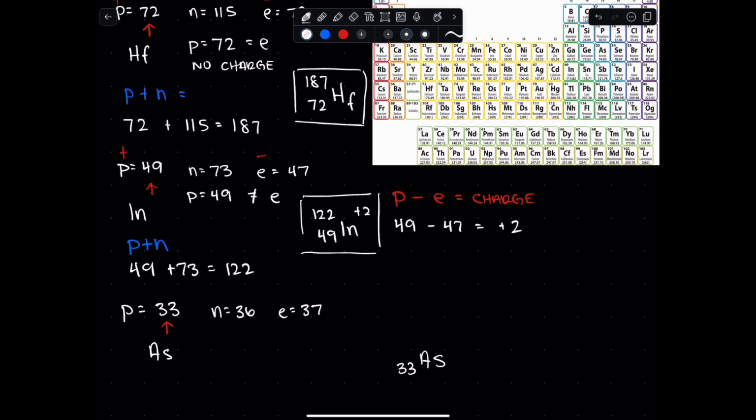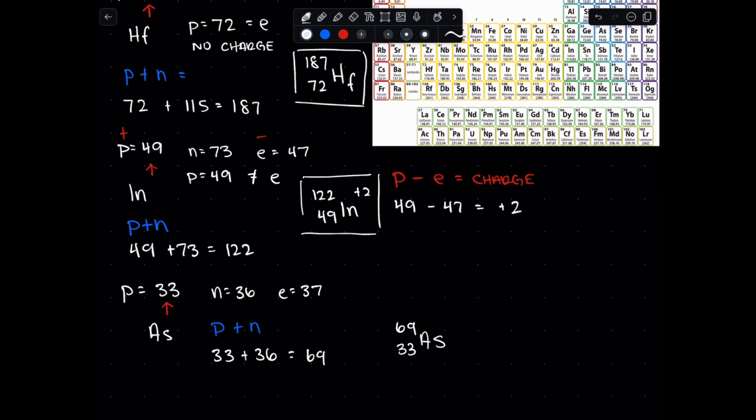So to determine that number above, we're going to have to take our protons plus our neutrons. That's going to be 33 plus 36. That is equal to 69. So that will go above our 33. Finally, we need to determine if there is a charge on this element. So looking at our protons and electrons, we see that they're not the same. So our protons equal 33, which does not equal our electrons, which are equal to 37.